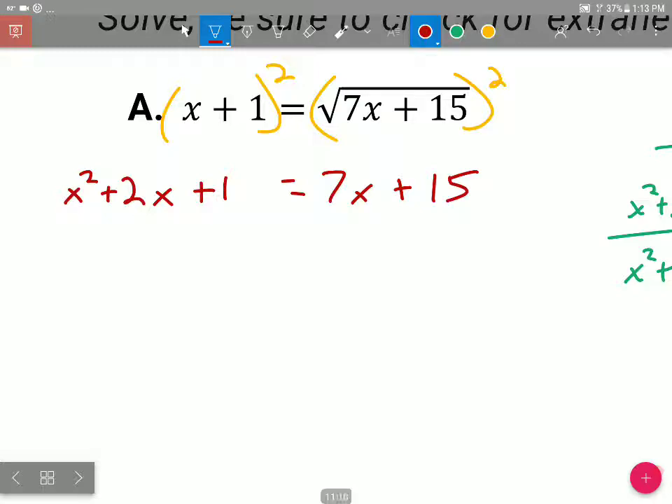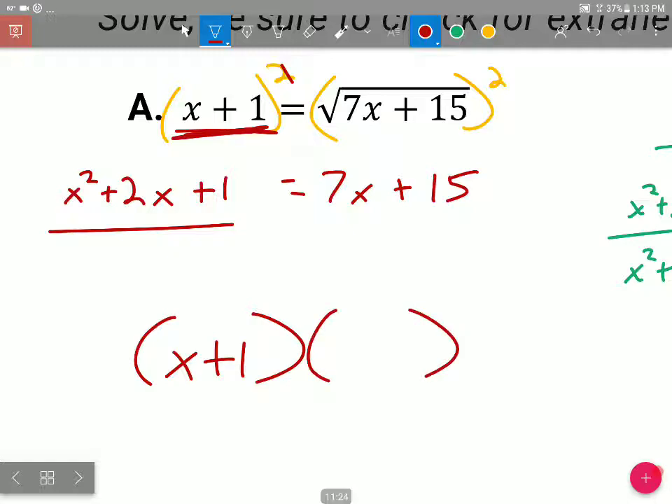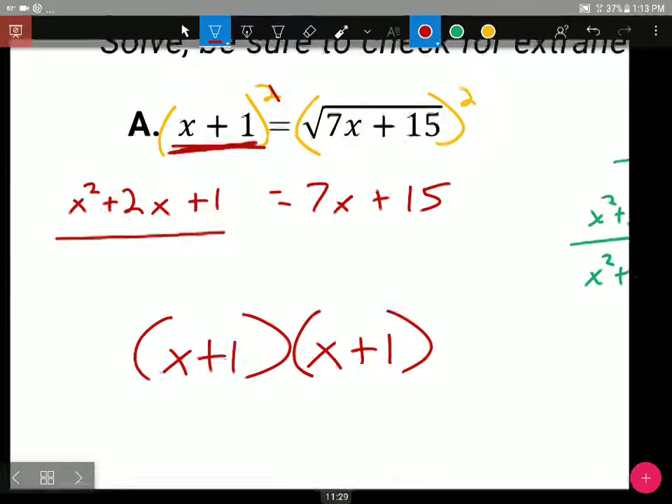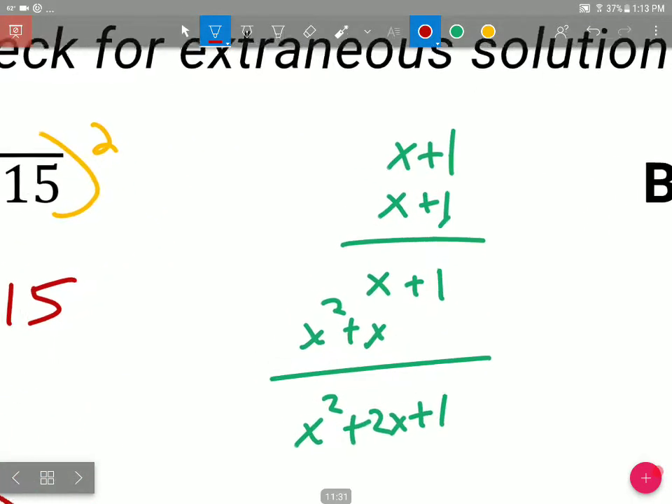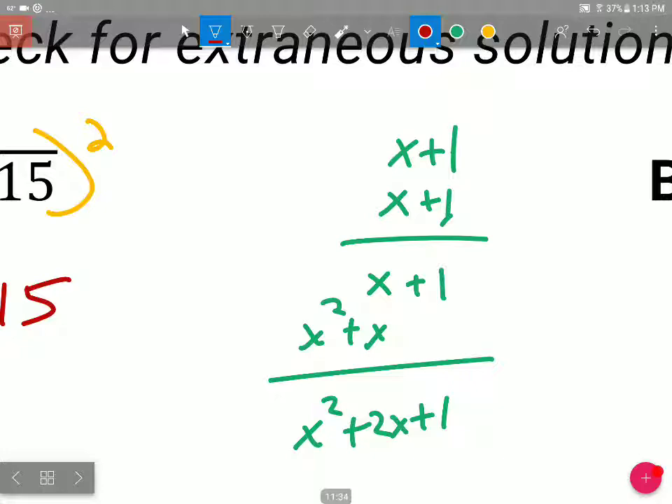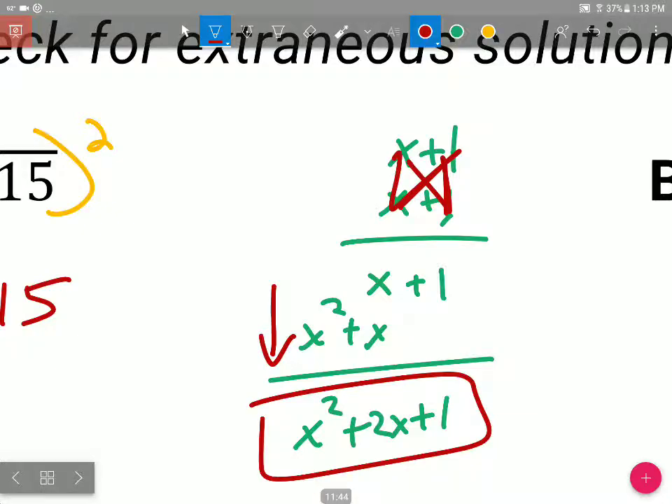Does that make sense? Is anybody having a problem with this? Yes, sir. Okay, so how did I get this? This is an x plus 1 squared. That means I have to take the entire x plus 1 and multiply it by the entire x plus 1. I've just labeled them out like this, and this is like old school multiplication. The first one times both of them, and the second one times both of them, and then I add down to get x squared plus 2x plus 1. Cool?